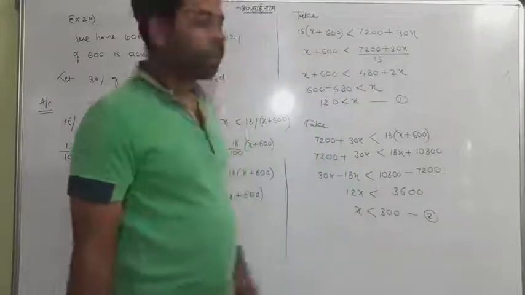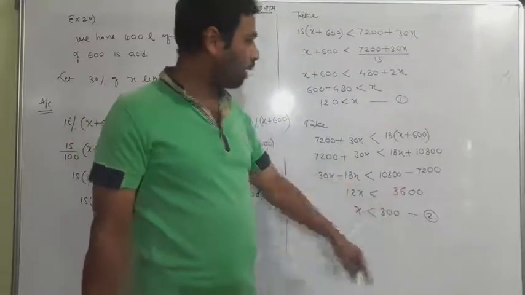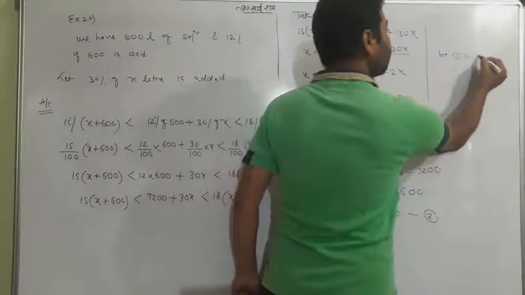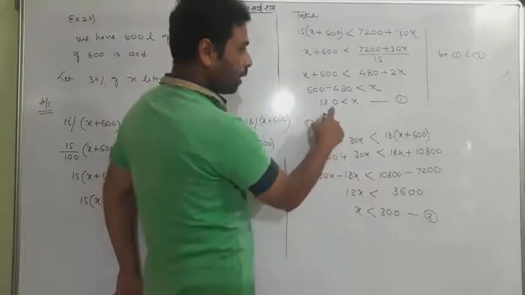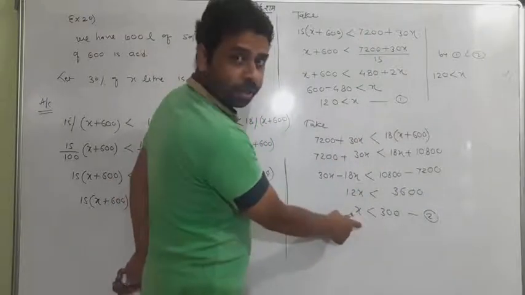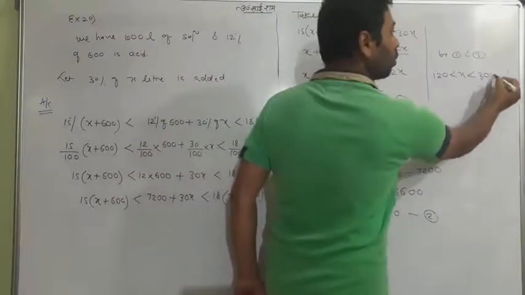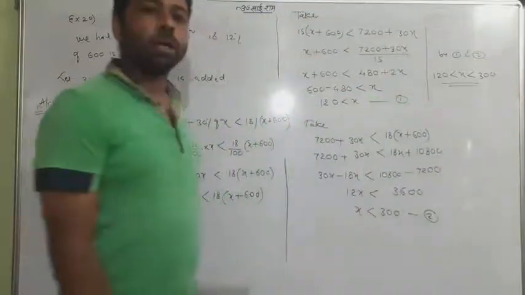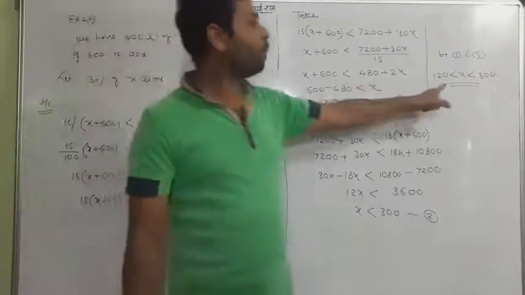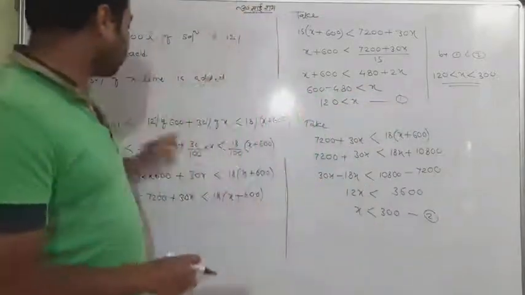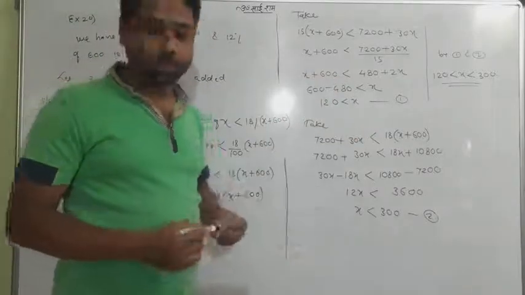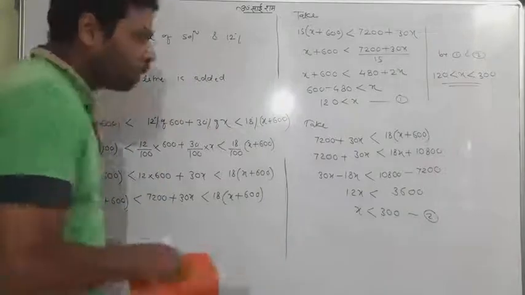So nothing special now, it's the first and second. Now we will combine them. By 1 and 2, it is 120 less than X, and X is already here, X less than 300. So you have got that the solution you add will lie between 120 and 300 when this condition is given. So according to the condition, your X is between 120 and 300 liters. So this is the question. The way of the question is already explained.